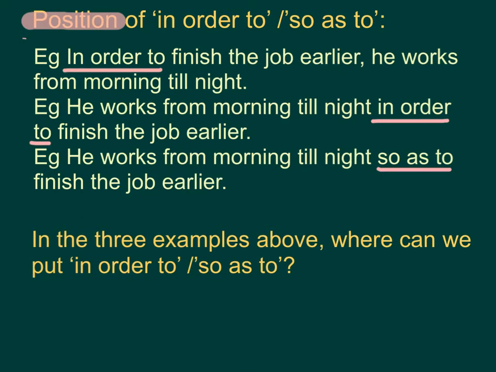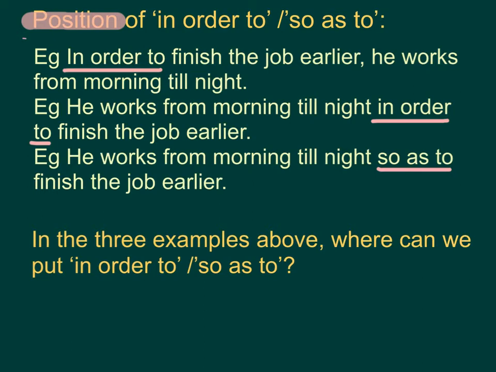上兩堂我哋提過 in order to 同埋 in order not to。今堂我哋繼續講 in order to 嘅位置。For example, in order to finish the job earlier, he works from morning till night. He works from morning till night in order to finish the job earlier. He works from morning till night so as to finish the job earlier.